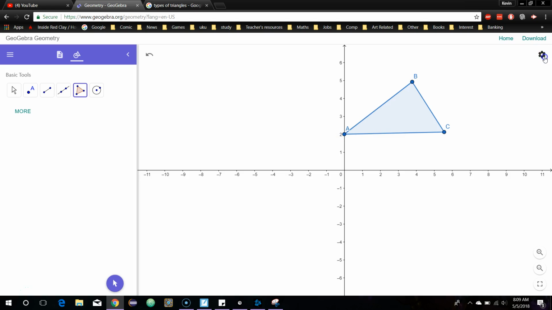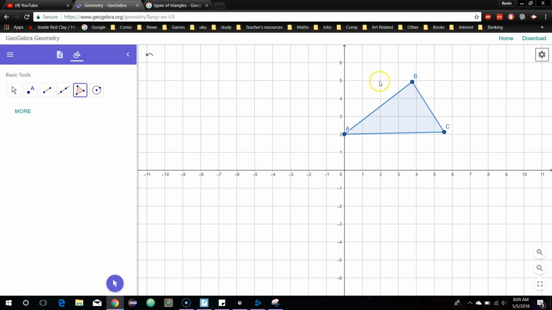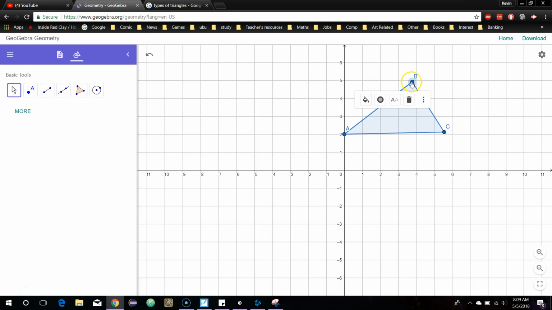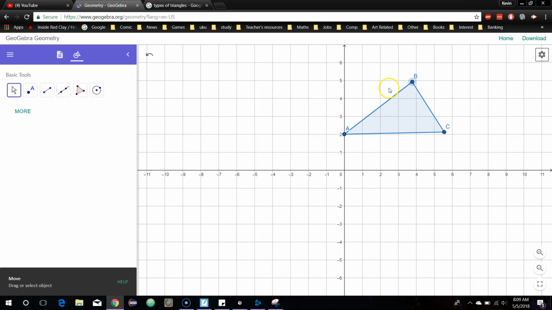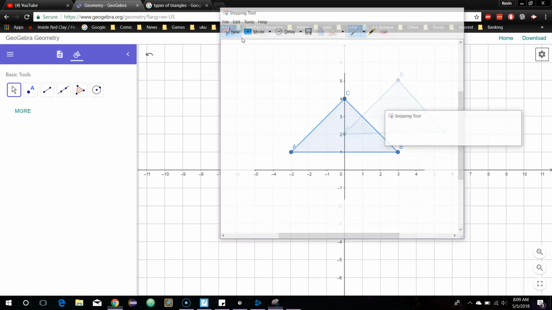Okay, let's double check and see if it's right. No, so I need to move this a little bit. Maybe move it over here. That does look like 90 degrees. So let's try that. I don't know, I just drew it.